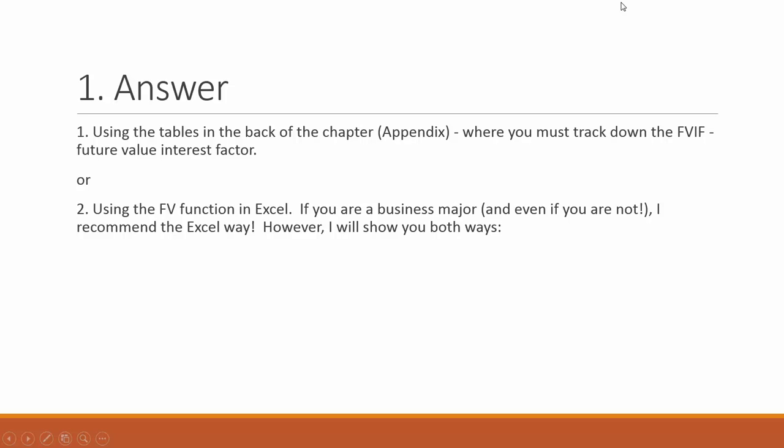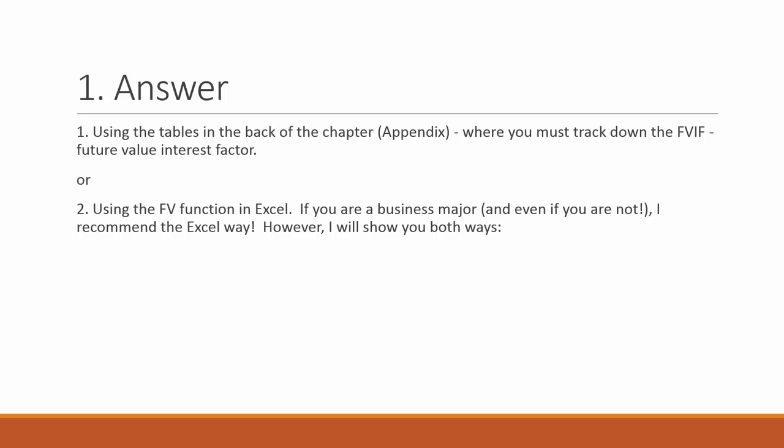Well, there's really two ways of doing this. You can use the tables in the back of Chapter 1, in the appendix of Chapter 1. You'll have to use the first table that has the future value interest factors in it, and you have to track down the correct factor, looking at the interest rate that's assumed and the number of periods. Or you can use the FV function in Excel, the future value function.